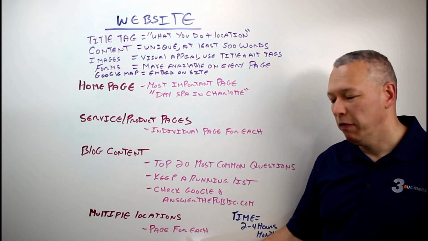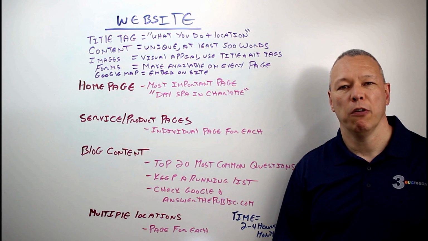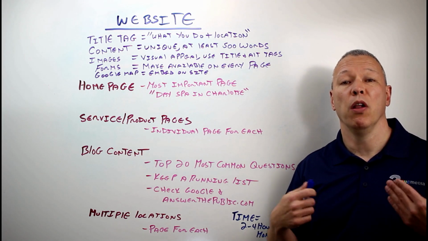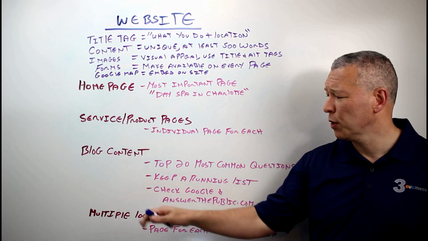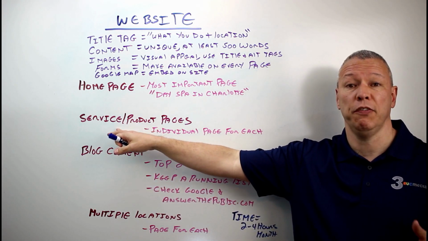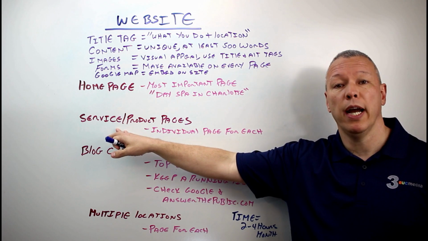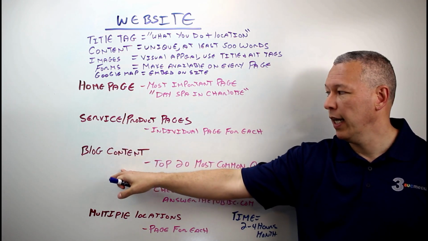So time involvement for this, probably about 2 to 4 hours a month. This is probably where you're gonna spend the bulk of your time for local SEO, because creating local content, especially with blog content, service pages, if you don't have them already broken out into individual pages, are probably gonna take a little bit of time.